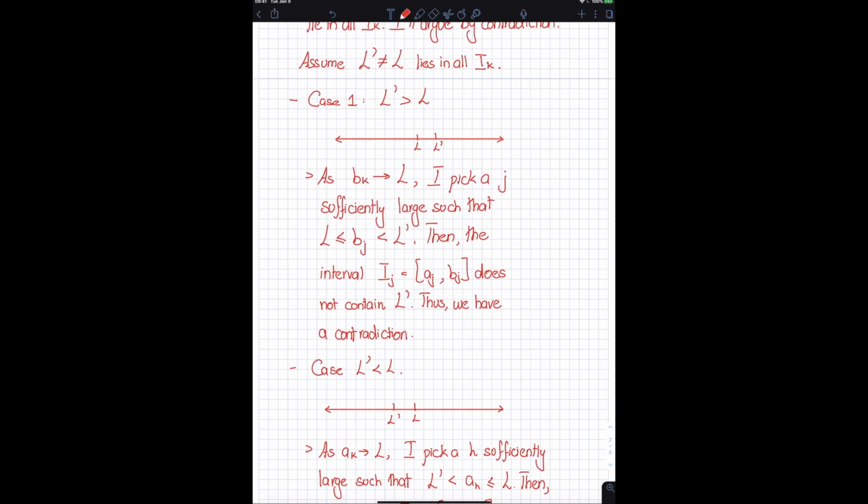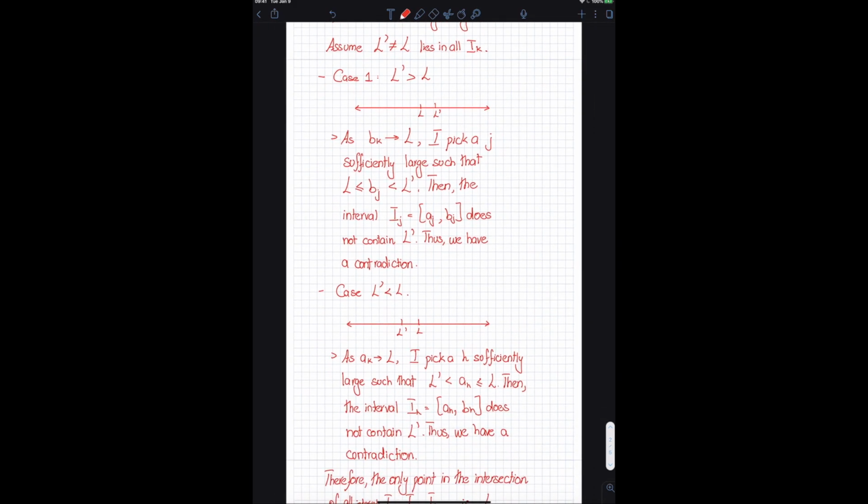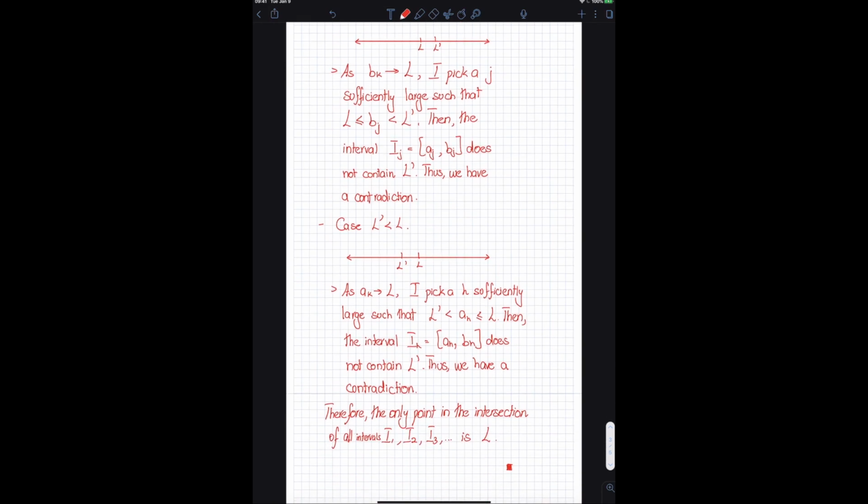We obtained a contradiction in both cases. We showed that L prime cannot be greater than L and L prime can also not be less than L, and therefore there is no other point L prime that lies in the intersection of all sets I sub k. And thus we were able to conclude that the only point that lies in the intersection of all the intervals is L, and that completes the proof.